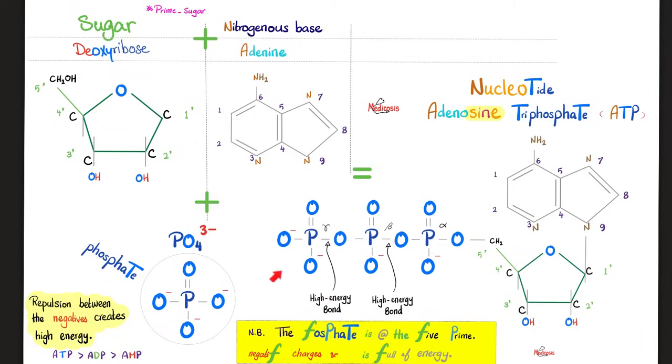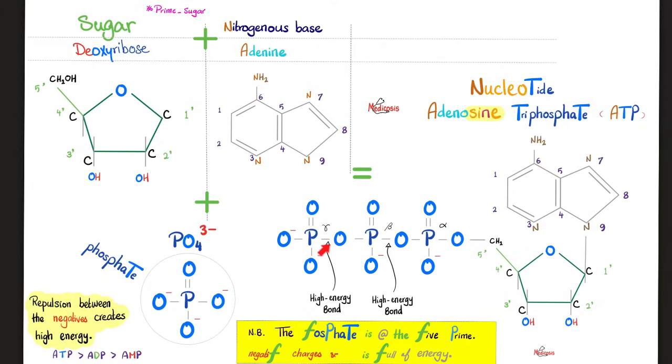If you added 1 phosphate group, we'll call it adenosine monophosphate. If you added 2 phosphates, we'll call it adenosine diphosphate. If you added 3 phosphates, which is my favorite, adenosine triphosphate. Why is that your favorite? It's a source of energy for your cell.